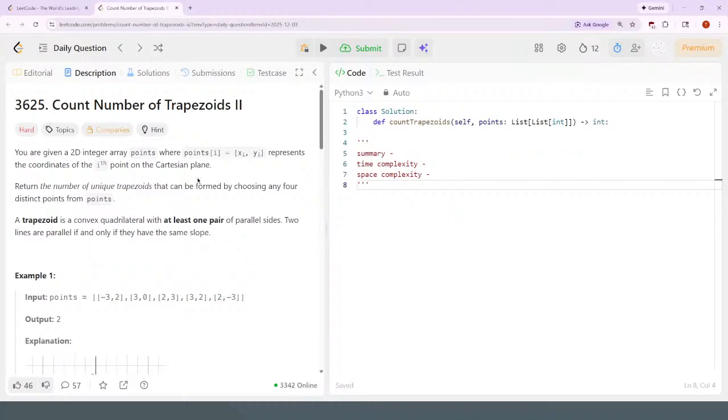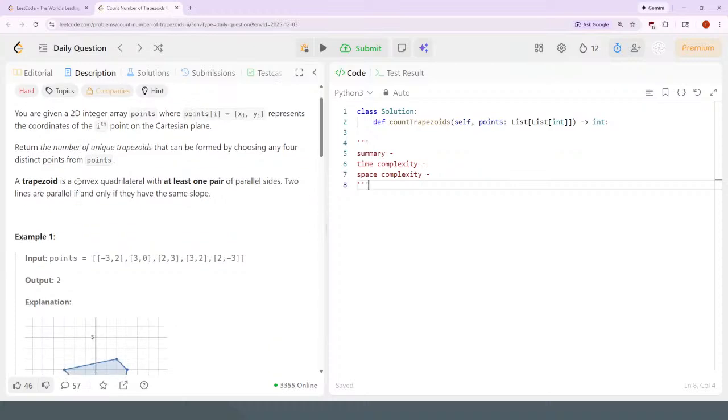You're given a 2D integer array of points, where points[i] is an xy coordinate, representing coordinates in the Cartesian plane. Return the number of unique trapezoids that can be formed by choosing any 4 distinct points from points. A trapezoid is a convex quadrilateral with at least one pair of parallel sides. Two lines are parallel if and only if they have the same slope. Okay. Interesting.